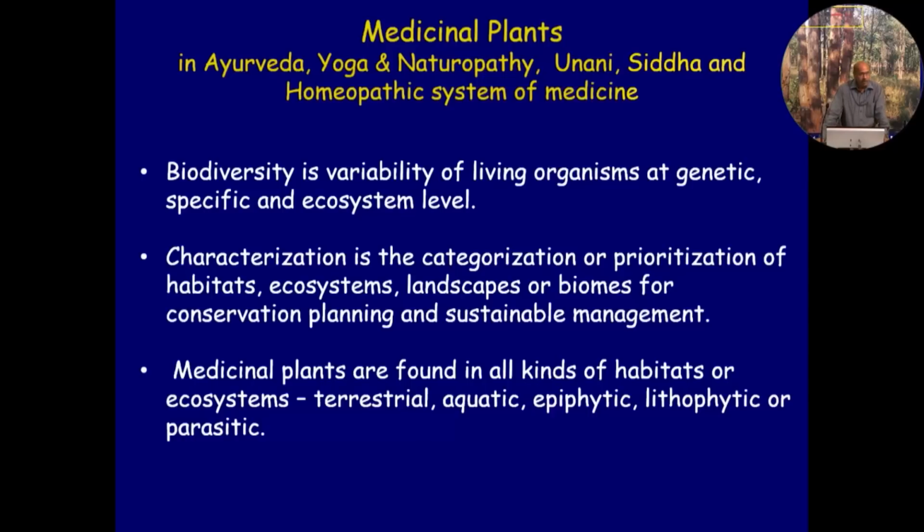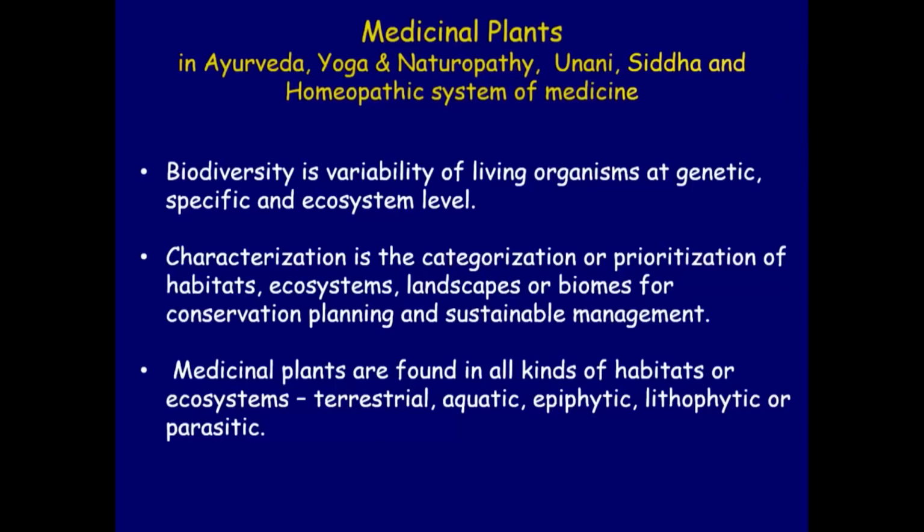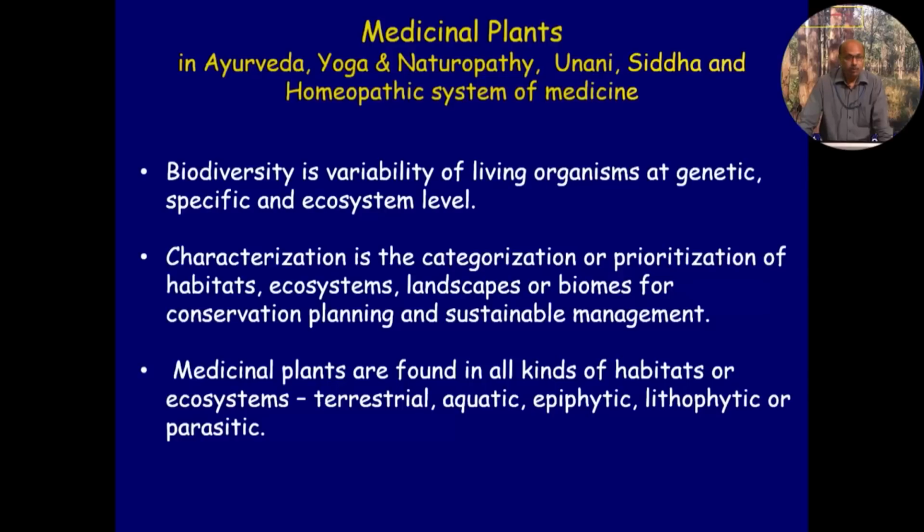It can be at the genetic level, that means variability in the genes. It can be at the species level: you have species, subspecies, varieties, subvarieties, races, and a huge nomenclature system. And even at the landscape and ecosystem level: within a landscape you will have several ecosystems, within an ecosystem you have several populations, so that also is a kind of diversity. All that together we call biodiversity.